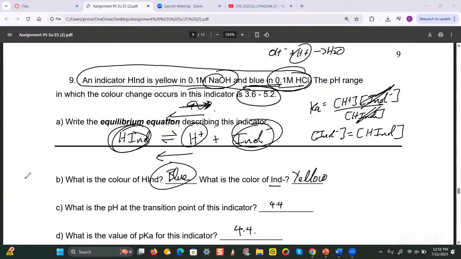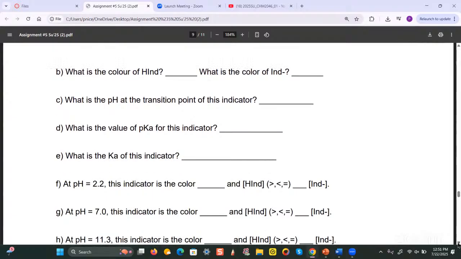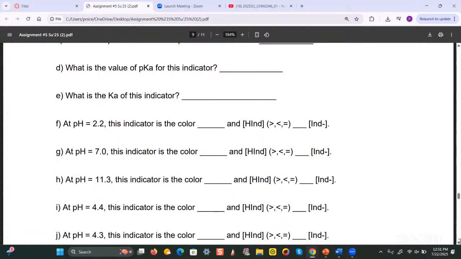Okay, let me clear this and scroll down. Okay, so the question is now asking, what is the Ka of this indicator? And that should be easy. How would you determine the Ka based on the pKa value?